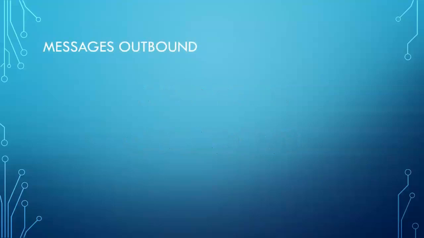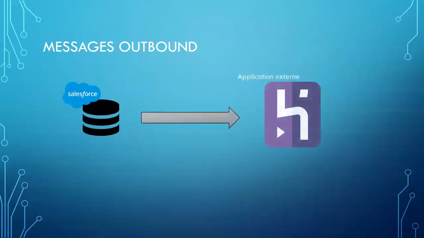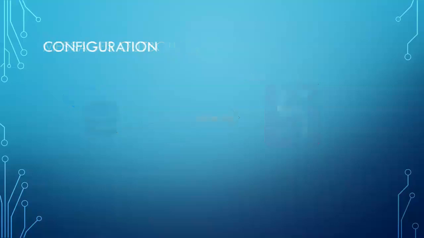First of all, what is an outbound? An outbound is a message that Salesforce sends to an external application such as the Heroku application. This message will typically be made following an update or an insertion in a table. For example, you update your table by changing the value of one of the fields. This will cause an outbound message which is going to be sent to an external application.